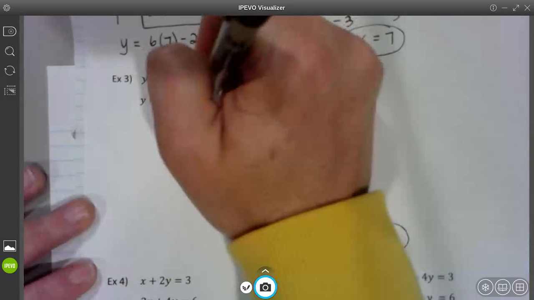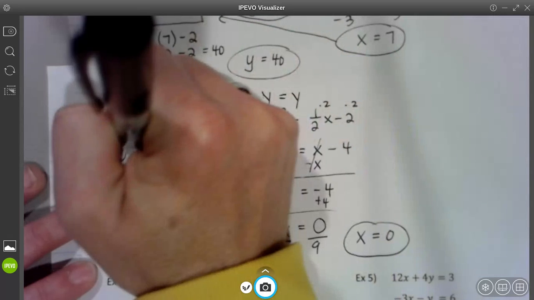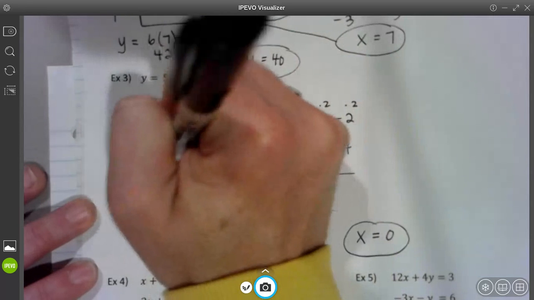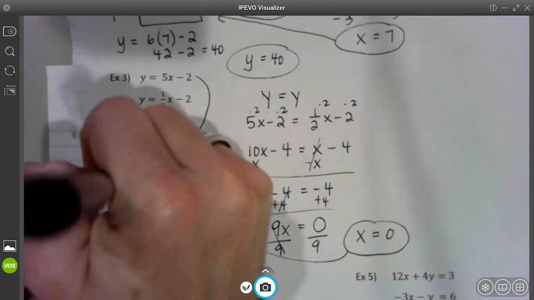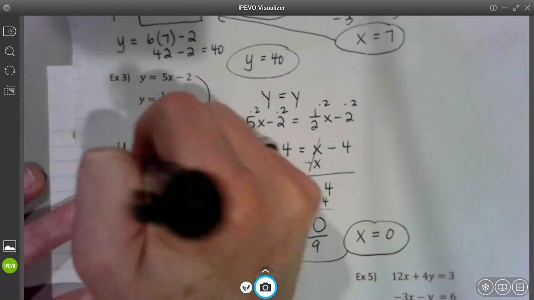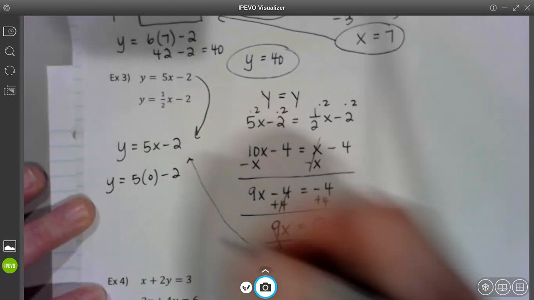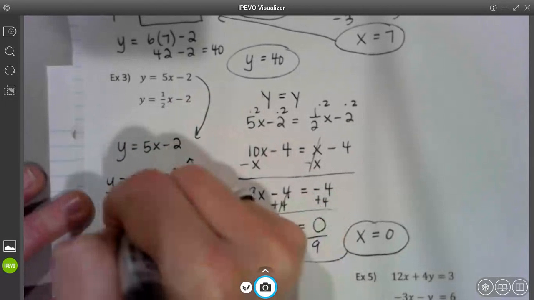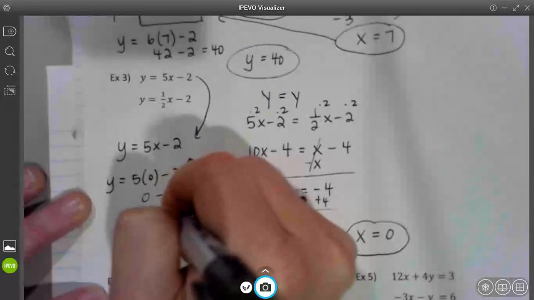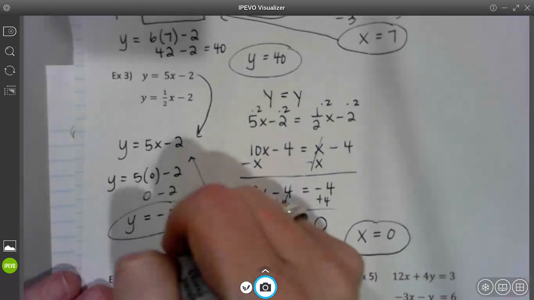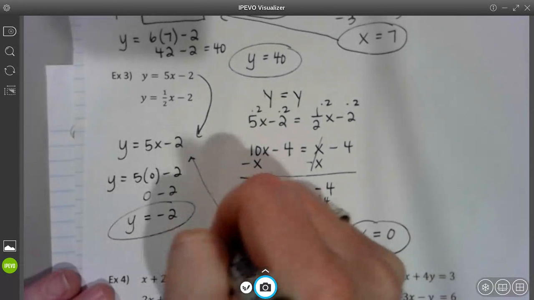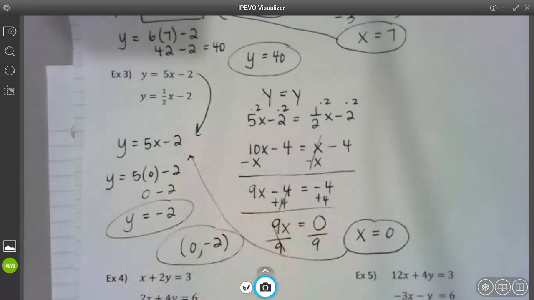All right, so I'm going to take y equals 5x minus 2, and I'm going to plug 0 in. So that's going to be y equals 5 times 0 minus 2. That's 0 minus 2. That's negative 2. Y is negative 2. All right, so that means if these had been graphed, they would have met at the point (0, -2). They have the same y-intercept.